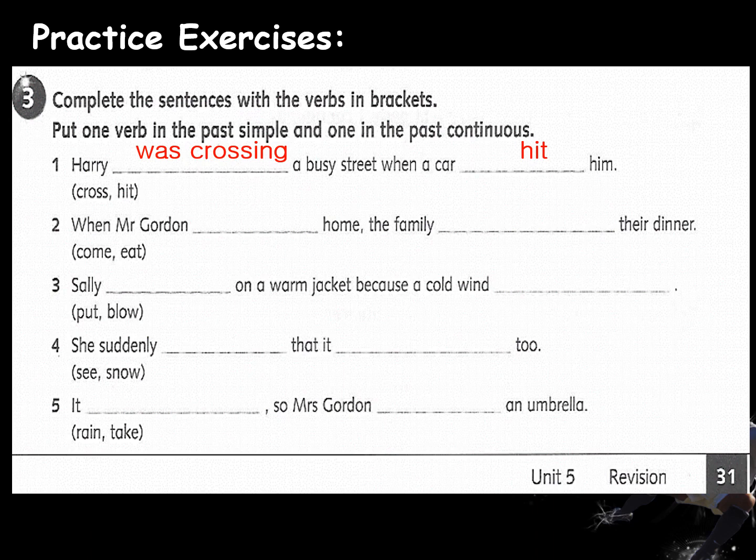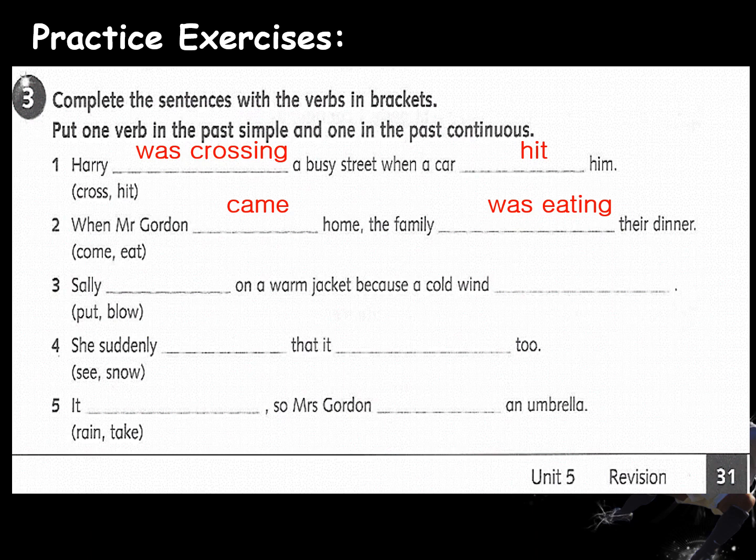Let us now move on to the second sentence. When Mr. Gordon blank home, the family blank their dinner. So we have the verbs come and eat. Which do you think will have the past continuous form of the verb and the past simple? Which action is continuing while another past action happened? All right, let's see if your answer is correct. When Mr. Gordon came home, the family was eating their dinner.